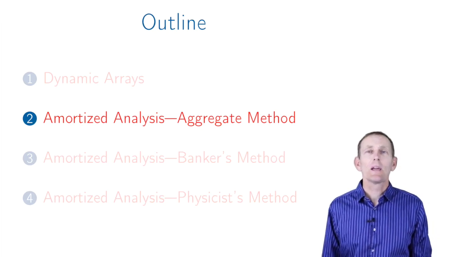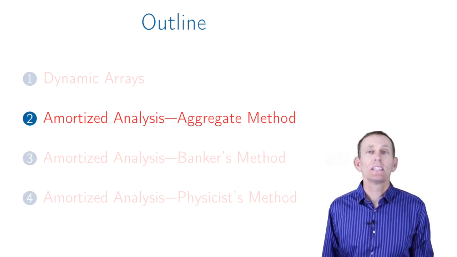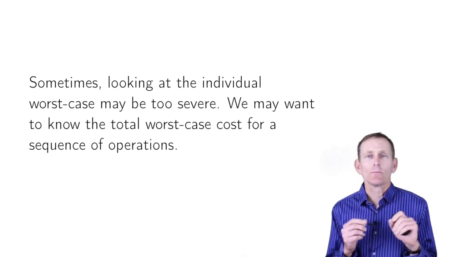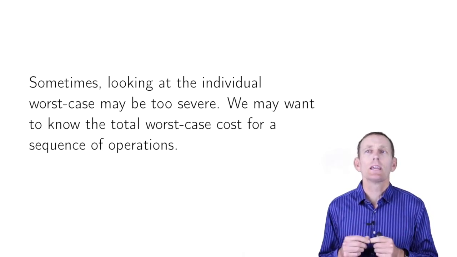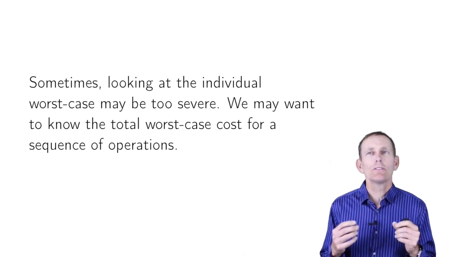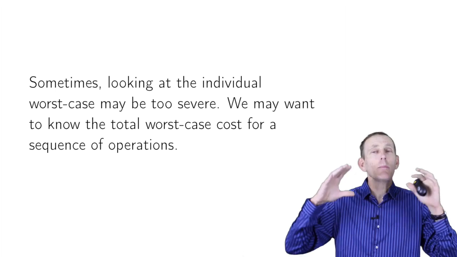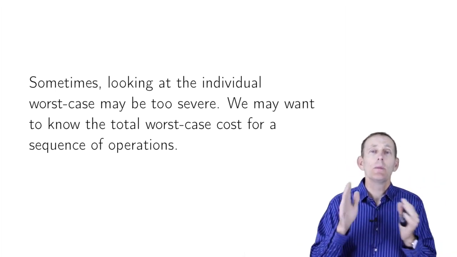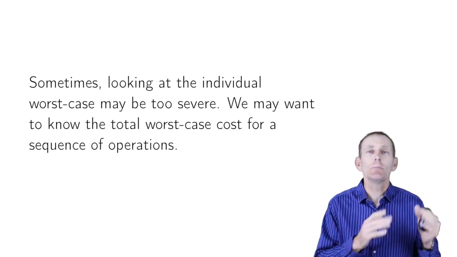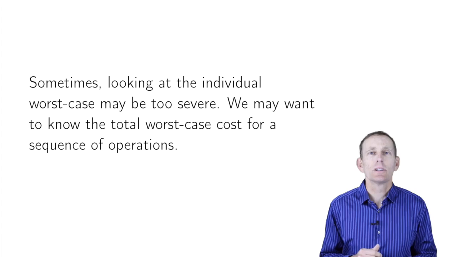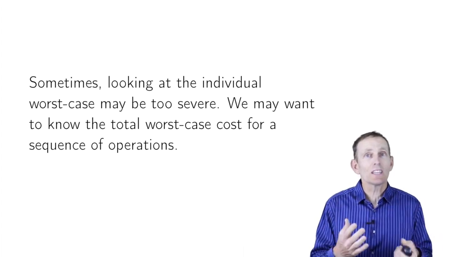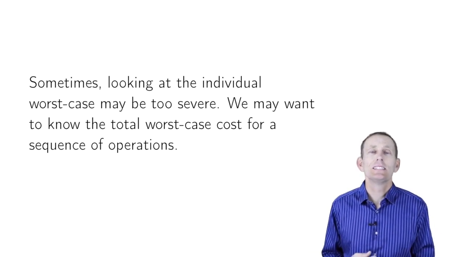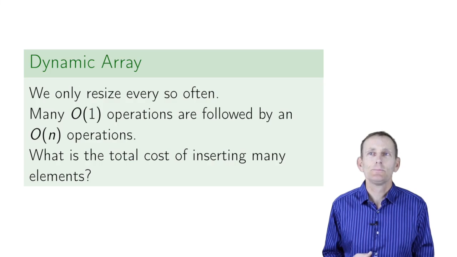So we'll discuss now what amortized analysis is and look at a particular method for doing such analysis. Sometimes we're looking at an individual worst case, and that may be too severe. In particular, we may want to know the total worst case for a sequence of operations, and it may be that some of those operations are cheap, while only certain of them are expensive. So if we look at the worst case operation for any one and multiply that by the total, it may be overstating the total cost.